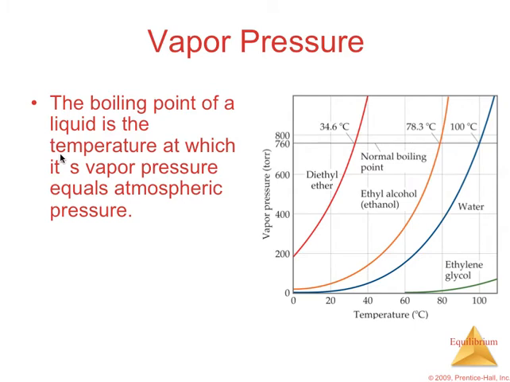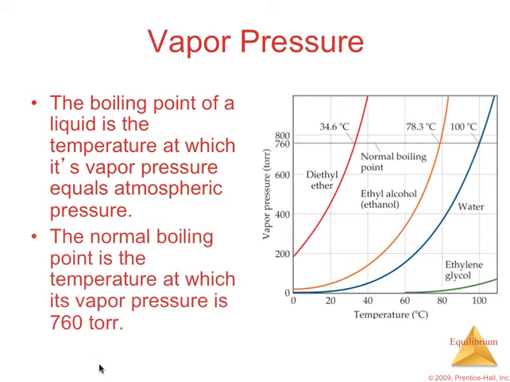So what we find is the definition of a boiling point: the boiling point of a liquid is the temperature at which its vapor pressure is equal to the atmospheric pressure. Okay. The normal boiling point is the temperature at which the vapor pressure is 760 torr, which is standard pressure, 1 atmosphere. And what you'll see is these vapor pressure temperature curves for different substances.